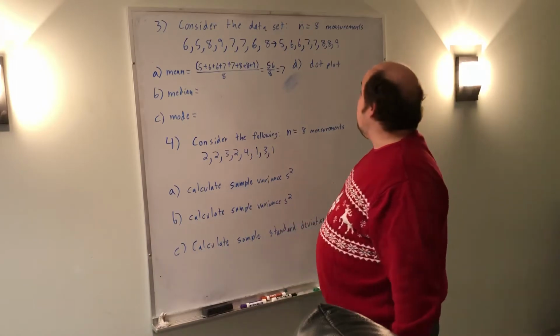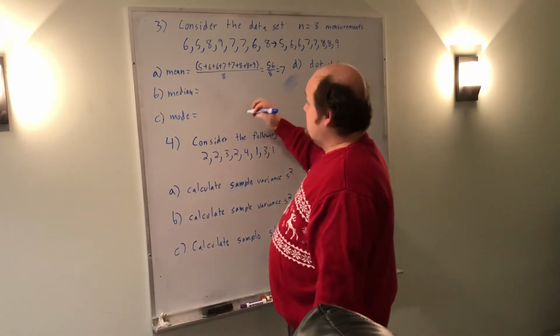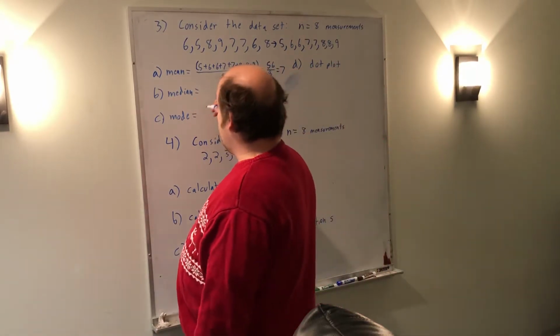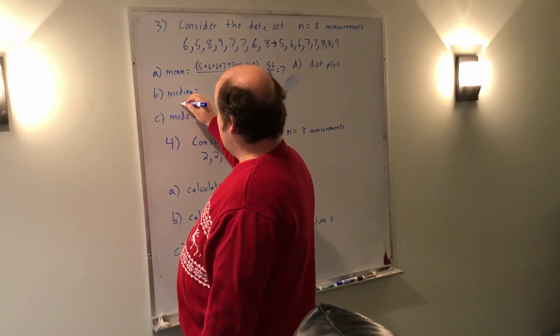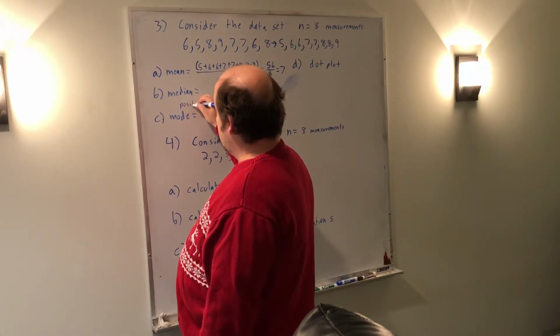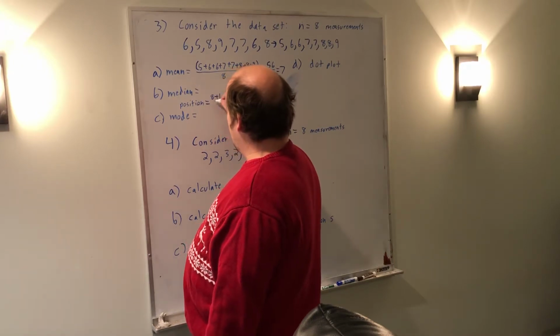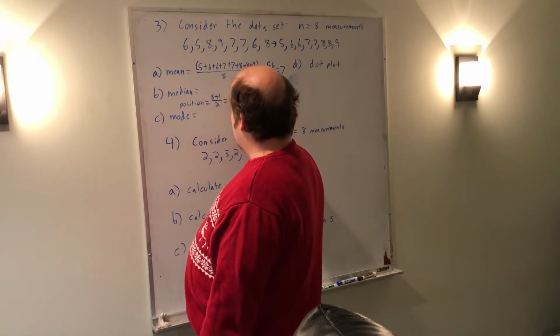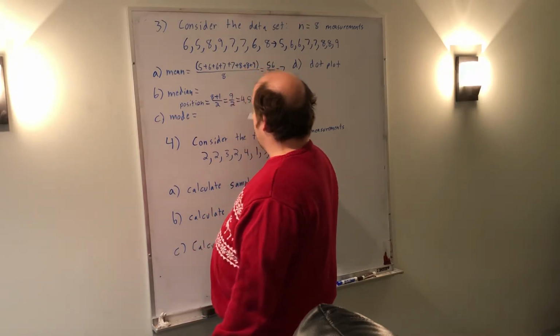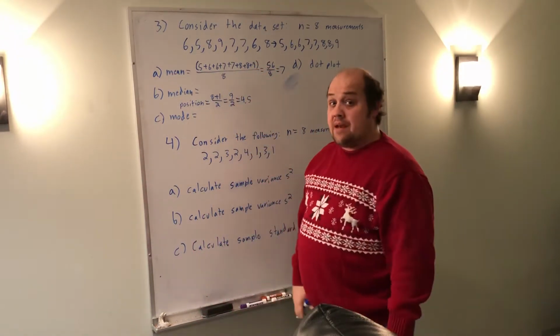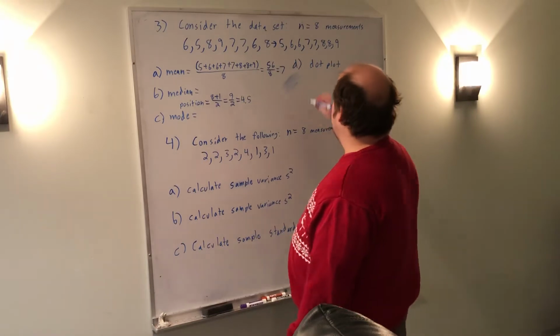When I go to do the median, since I have 8 numbers, I really am going to find out where the median is by doing position equals n, in this case 8 plus 1 divided by 2. That gives me 9 over 2, or 4.5. That tells me I'm going to be averaging the 4th and the 5th numbers.